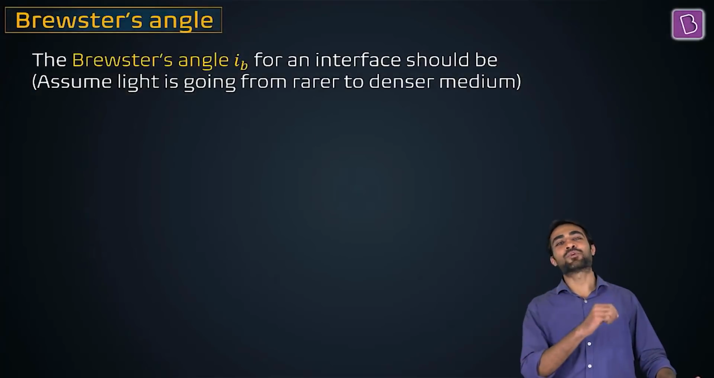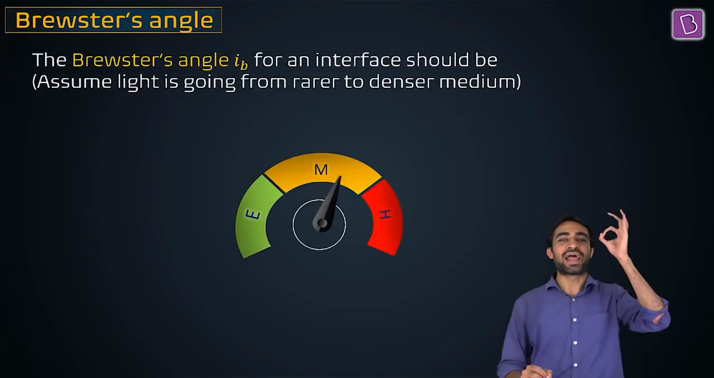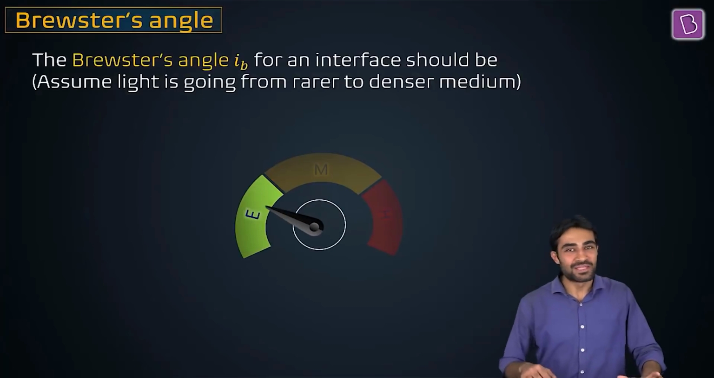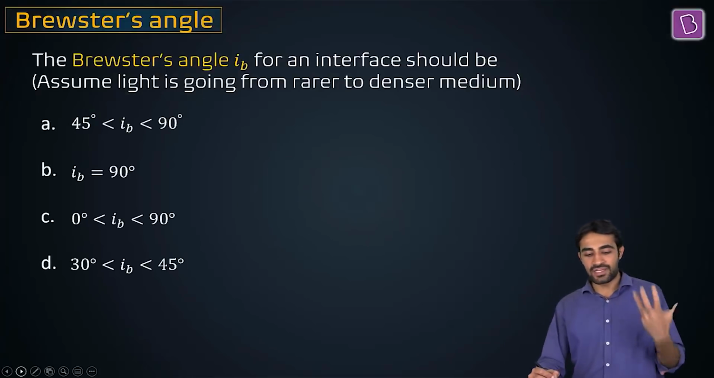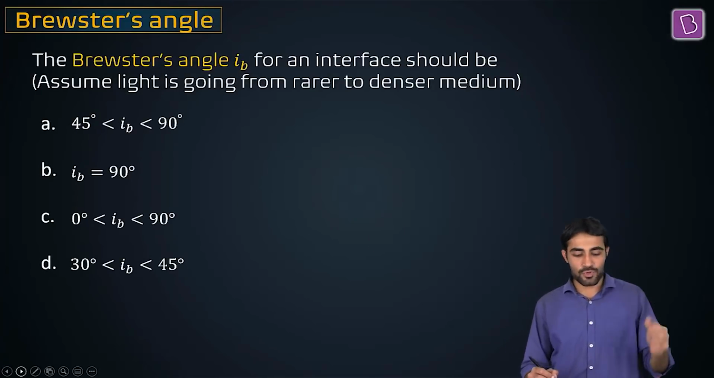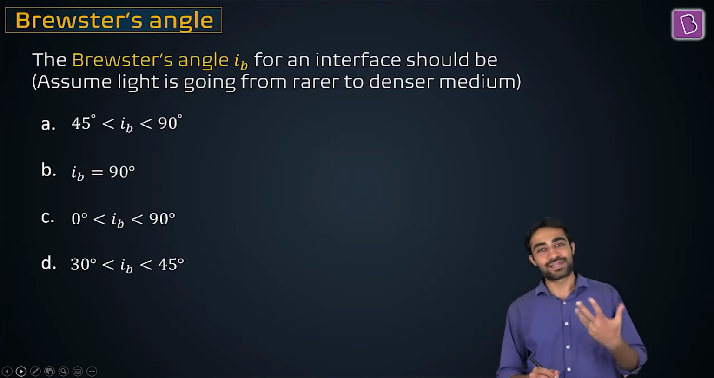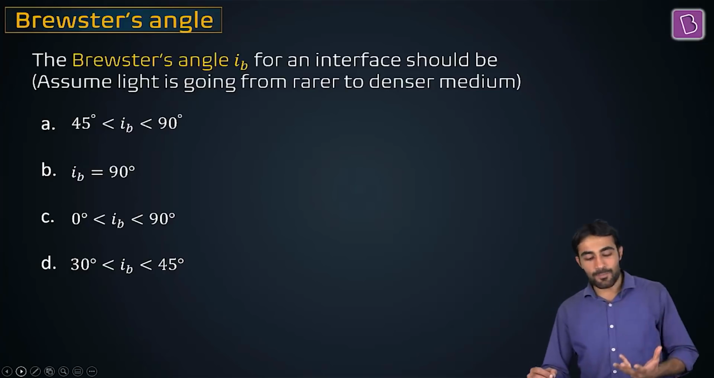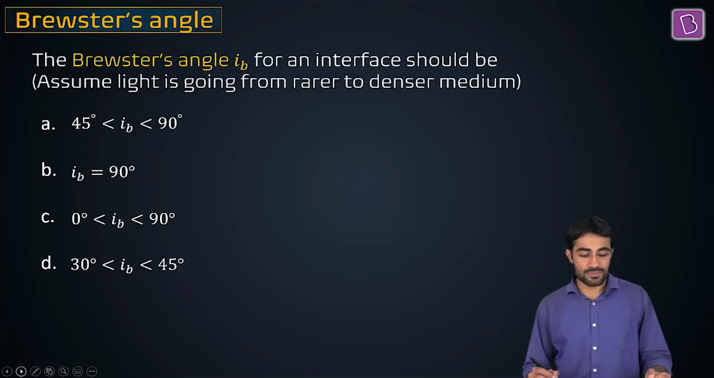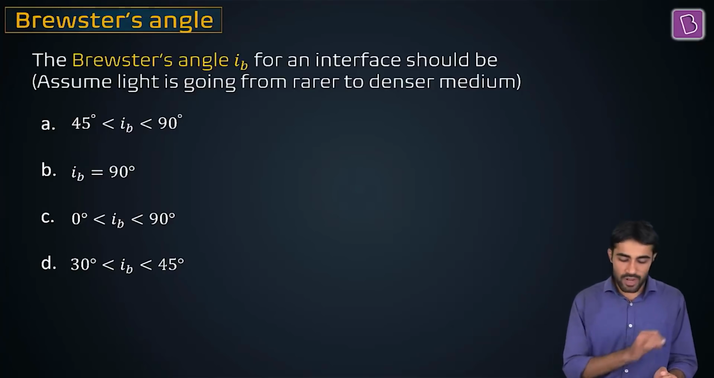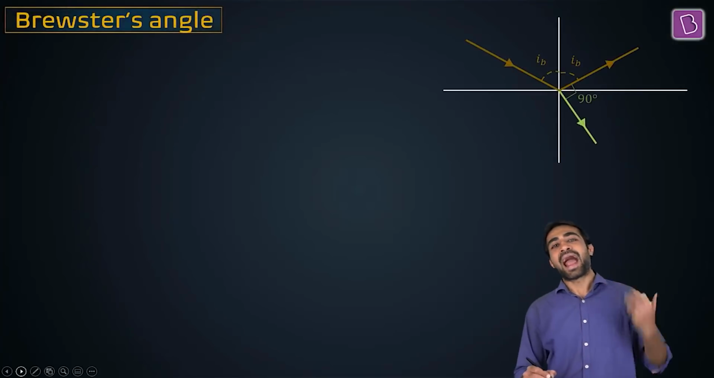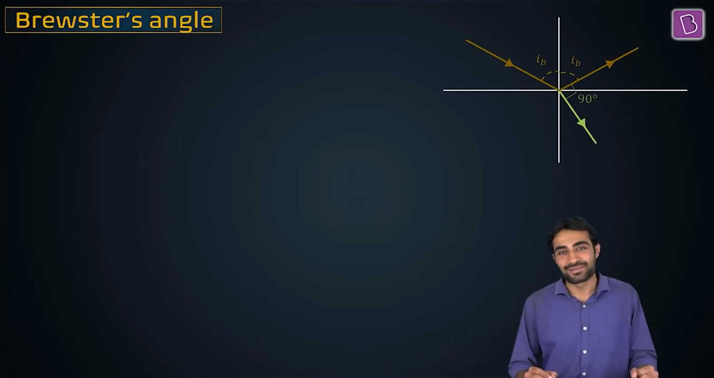Here is a simple question on Brewster angle. The question says that the Brewster angle IB for an interface should be, and the light is going from rarer to denser medium. Here are the possible ranges, and in option B we have a particular value. So these are the options. Now let's talk about what we mean by Brewster angle.